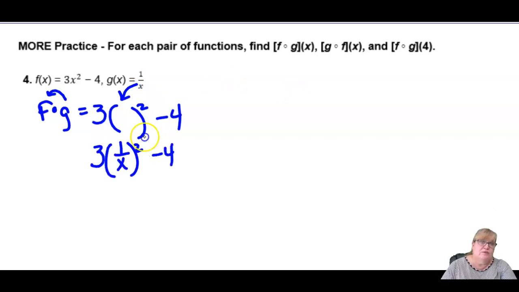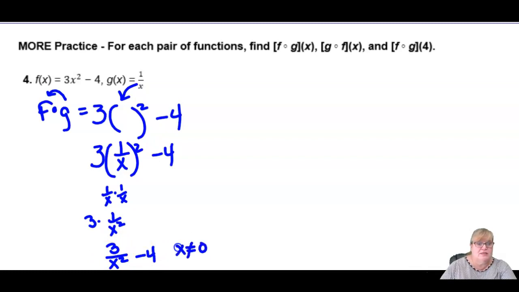Well, if you multiply 1 over x times 1 over x, you just get 1 over x squared. And then you're supposed to multiply it by 3, so you would get 3 over x squared. And then there's a minus 4 on the back. What is the only value x cannot be? 0, or if you had to write it out in interval notation, you would say everything but 0 is good to go.